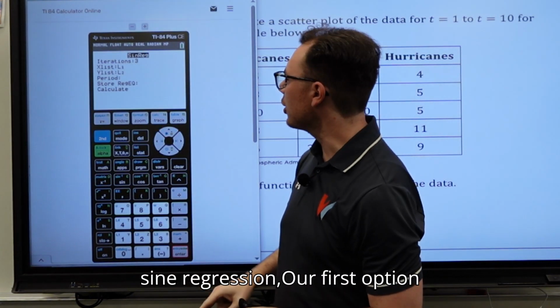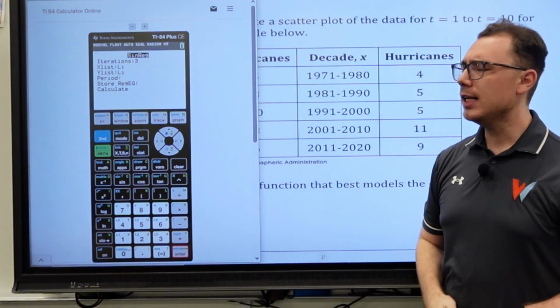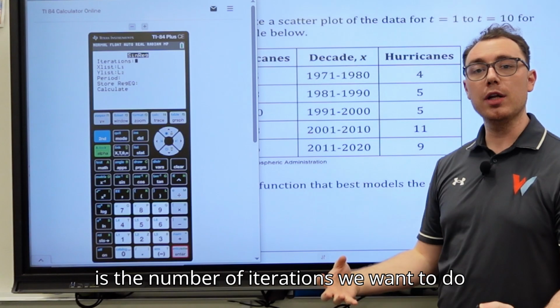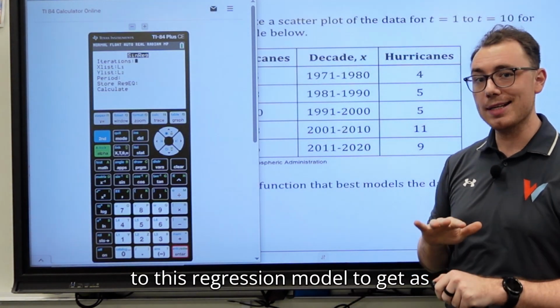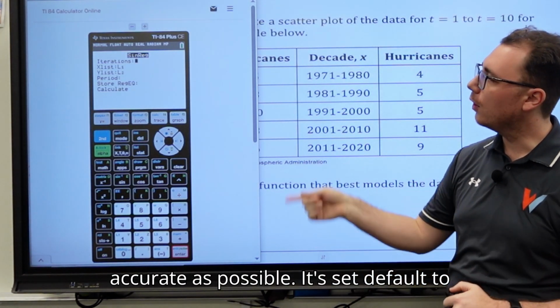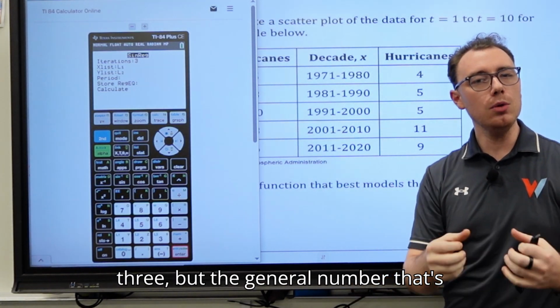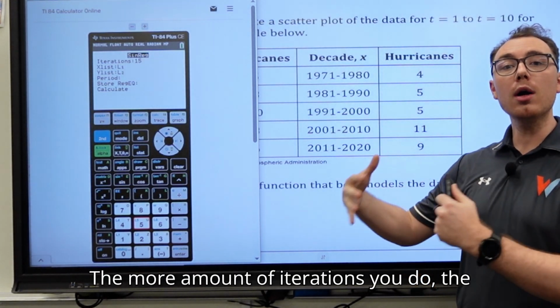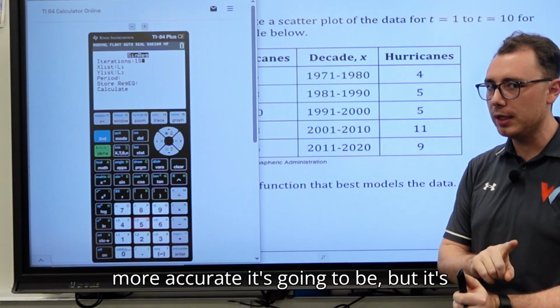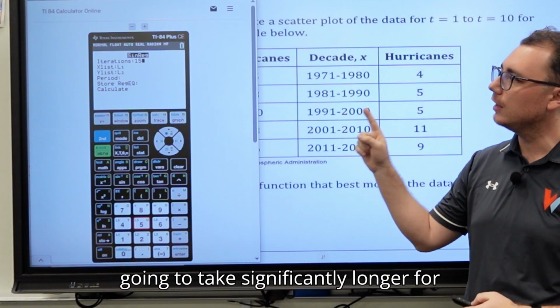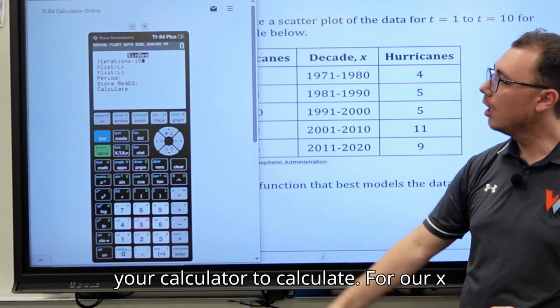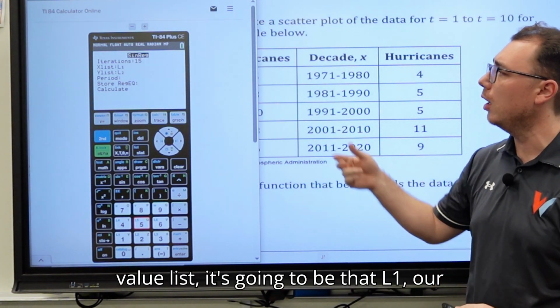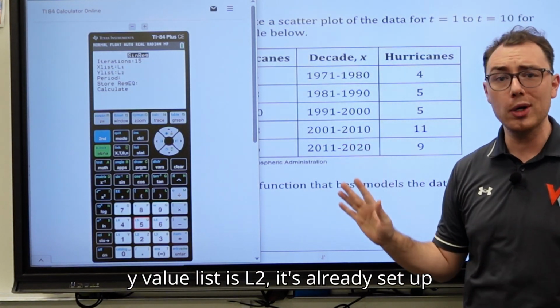For this sine regression, our first option is the number of iterations we want to do to this regression model to get as accurate as possible. It's set default to 3, but the general number that's suggested to us to use is 15. The more amount of iterations you do, the more accurate it's going to be, but it's going to take significantly longer for your calculator to calculate. For our x value list, it's going to be that L1. Our y value list is L2. It's already set up that way.